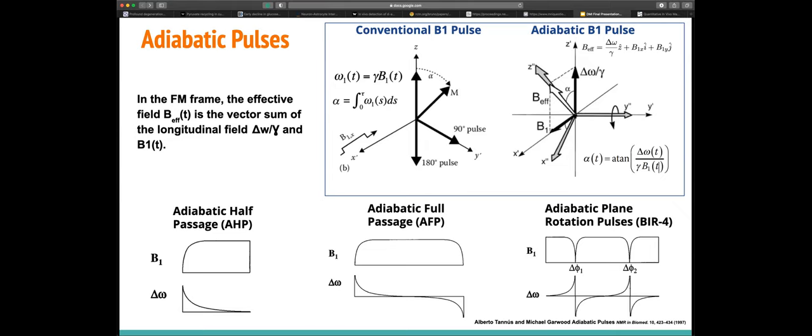But just to put us in a point of reference for the rest of the talk, there are three pulses that we could use: an adiabatic half passage, which is AHP, that's an effective 90 degree pulse; an adiabatic full passage, which is effectively a 180 degree pulse; and an adiabatic plane rotation pulse, also known as BR4, which gives arbitrary flip angles, so you can do a wide range of excitations.